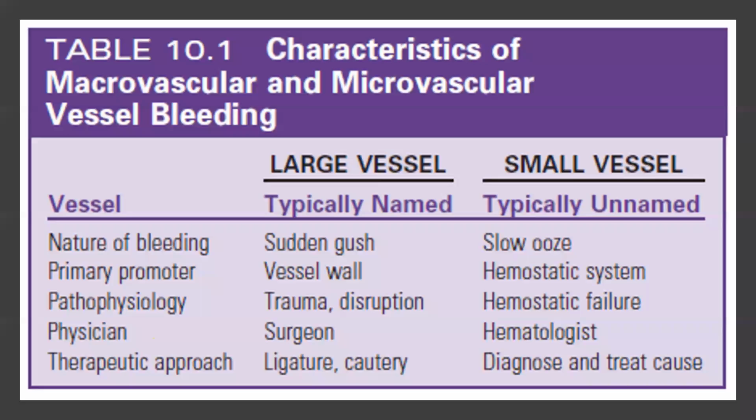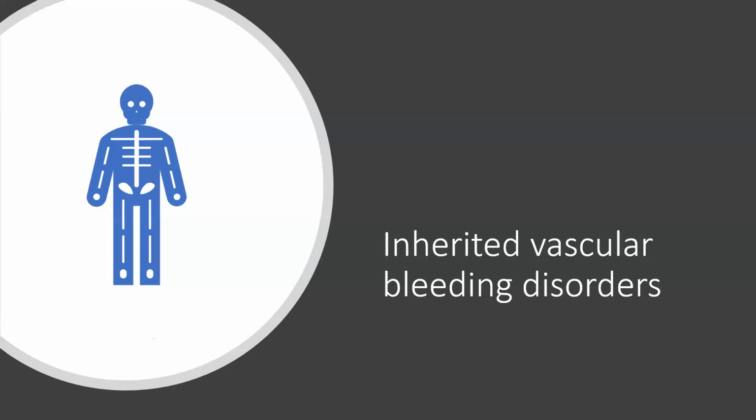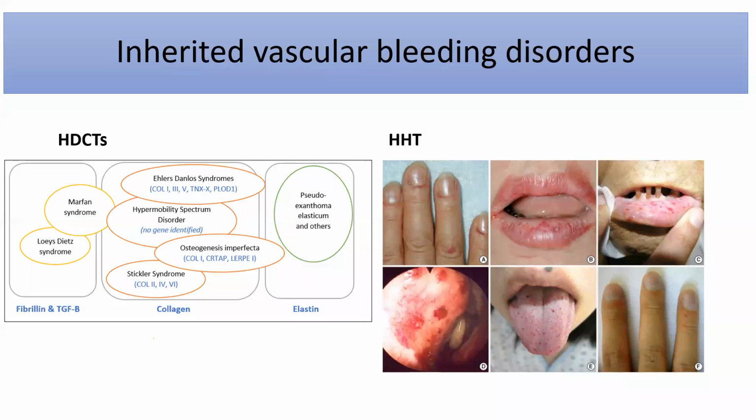Hematologists will generally deal with the microvascular bleeding, whereas surgeons tend to deal with the macrovascular bleeding. But perhaps a more simple way of classifying it is as inherited and acquired. So the inherited vascular bleeding disorders are the heritable disorders of connective tissues, which we've already discussed, and then HHT.